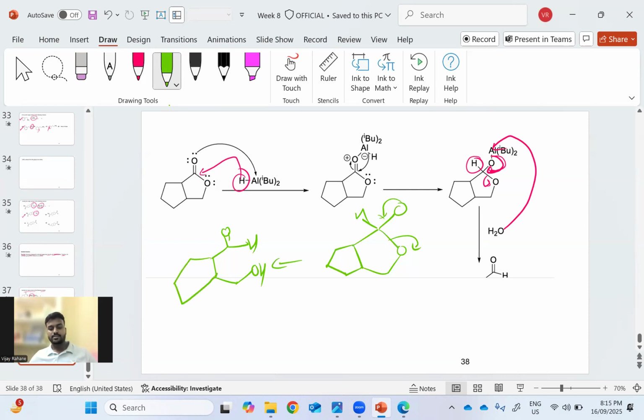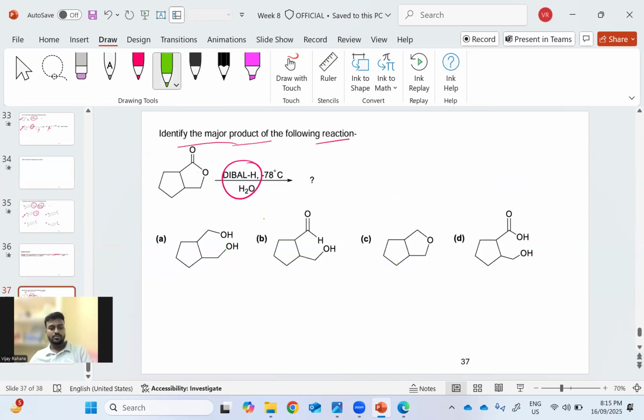So this was the product. Option B is the correct option here. Basically, only the reduction of this ester group takes place. So the reduction gives the aldehyde at this position, and this ring opening will lead to the formation of alcohol at the bottom part of this product. Option B is the correct option here.